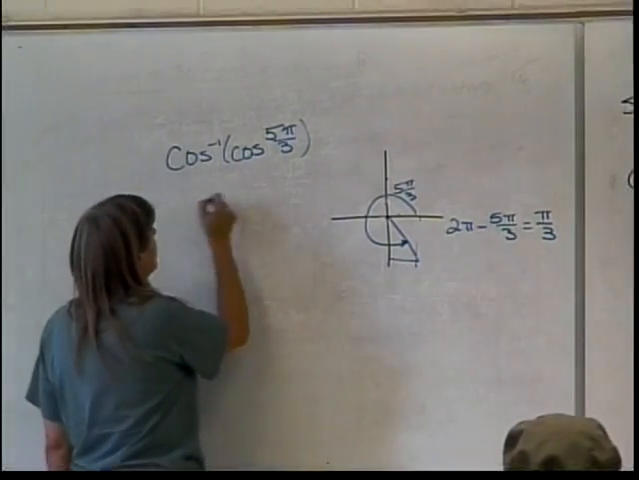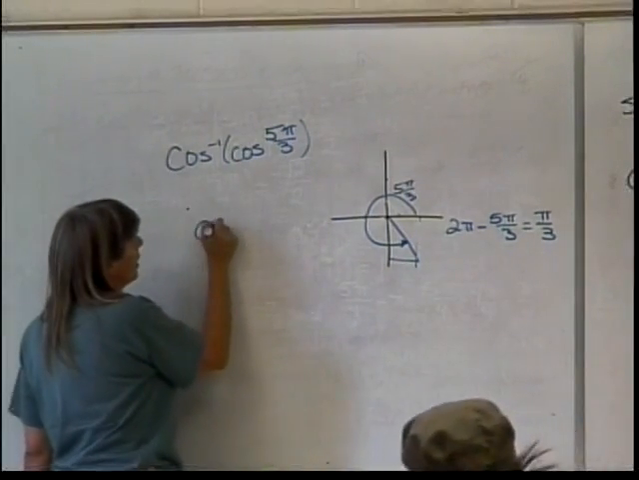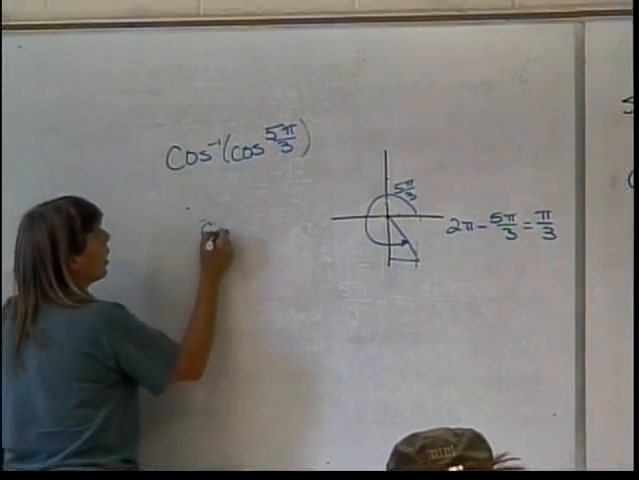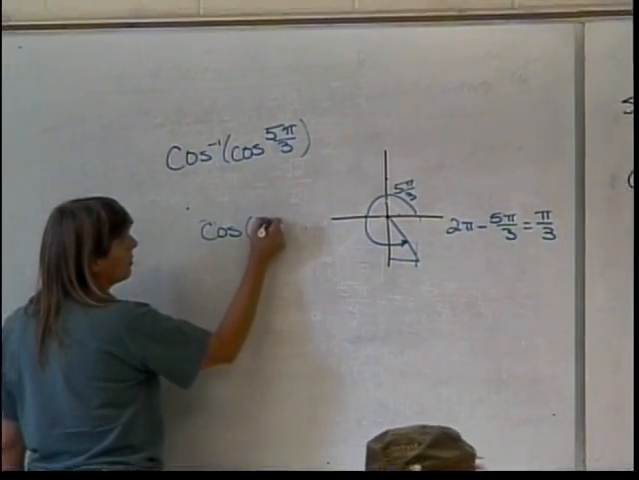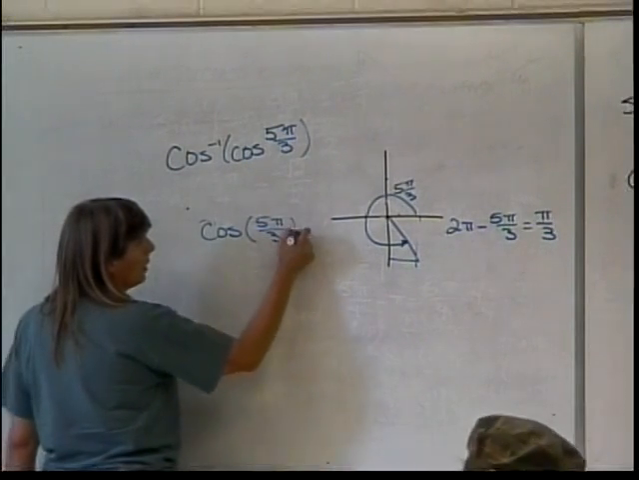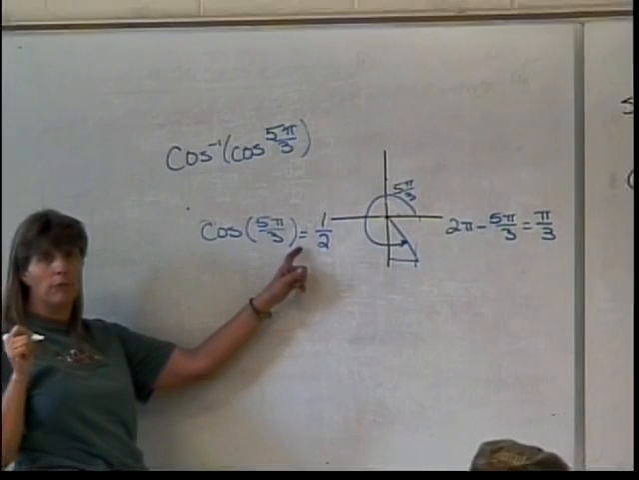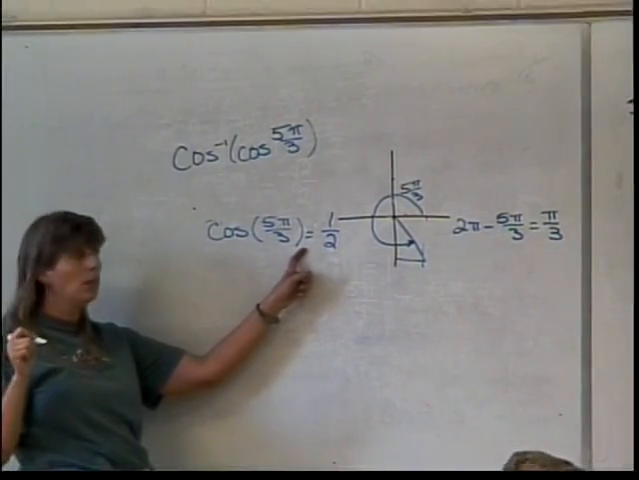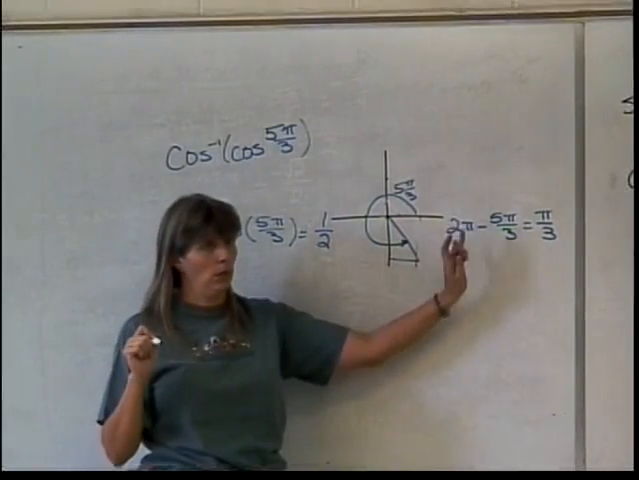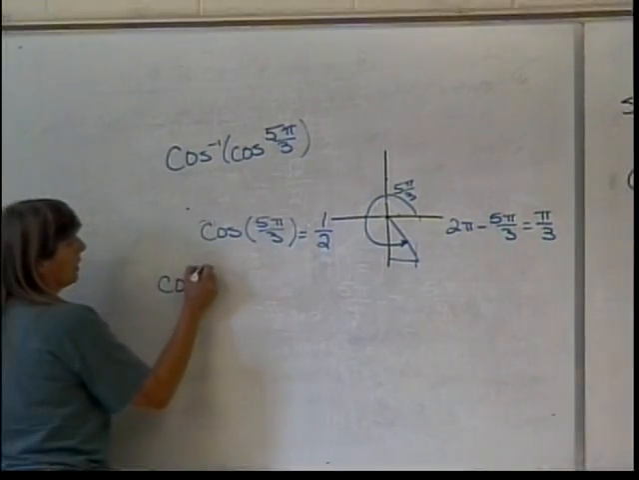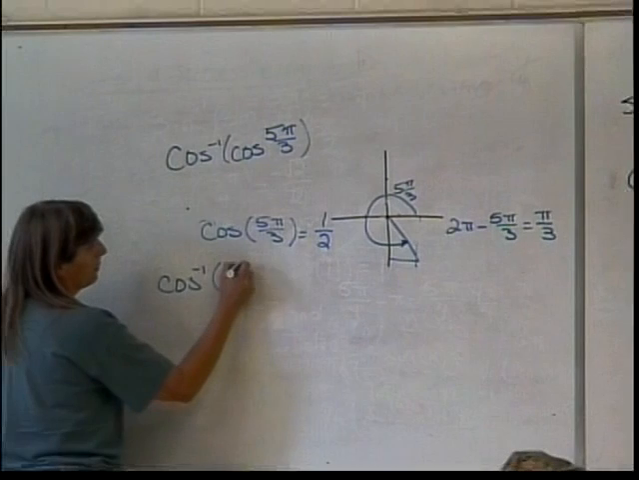So this part is the cosine. The cosine of 5 pi over 3 has a basic value of 1/2. Is it going to be a positive 1/2 or a negative 1/2? Positive, because remember it is the x-coordinate in quadrant 4. We're going to be positive. So that means I need to now know cosine inverse of 1/2.